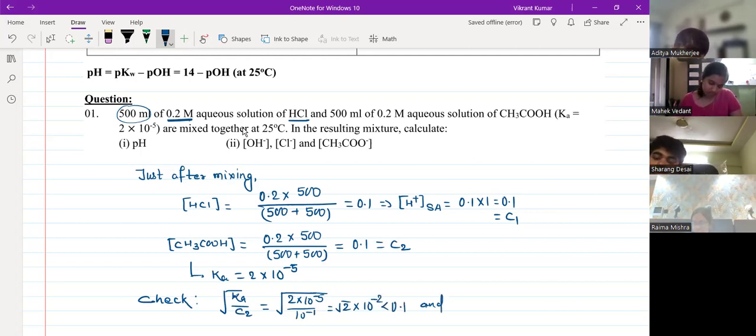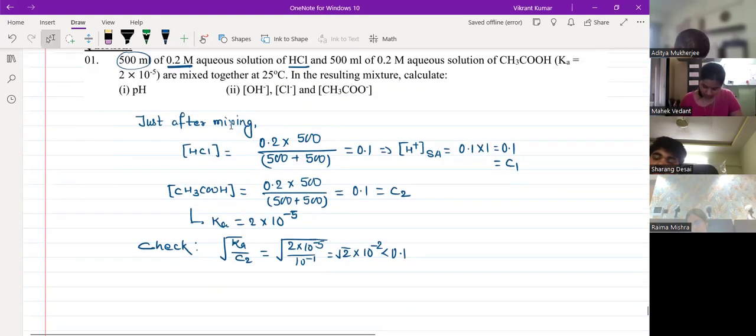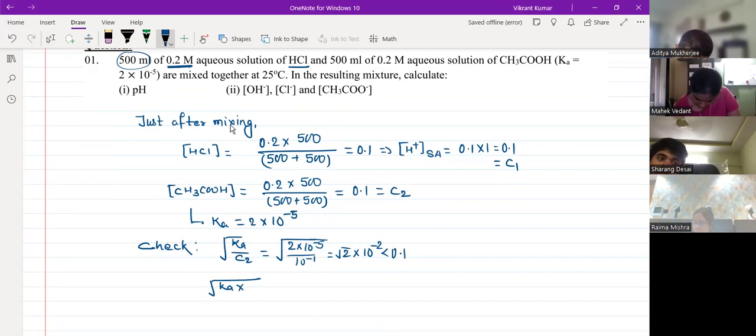And the second thing I told you to check is that under root K into C2 should be less than 1/10 of C1. So under root Ka into C2, which is root 2 into 10 raised to minus 3, must be less than 1/10 of C1, and C1 is 0.1. So 0.1 into 1/10 is 10 raised to minus 2. This is less than that, right? Because this is 10 raised to minus 2, which can be written as 10 into 10 raised to minus 3.